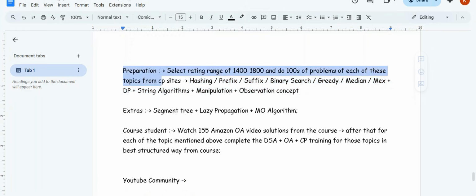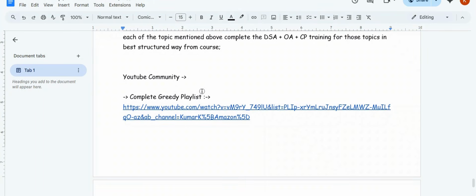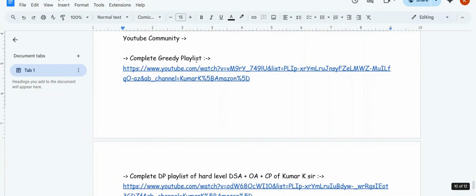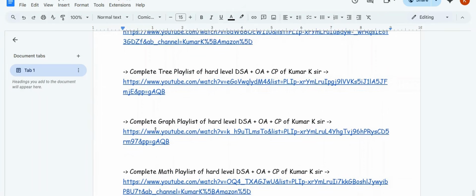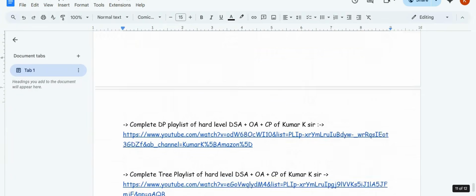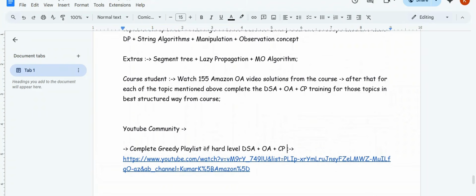And if you're an external community student, follow these lists, for the YouTube community and the external community people. Complete my greedy playlist, DP playlist of hard level DSA plus OA plus CP. Try to do this, guys, for dynamic programming, trees, graph, math, hashing, binary search. You guys should try to do these lists, and then things will become very easy for you. Very easy.